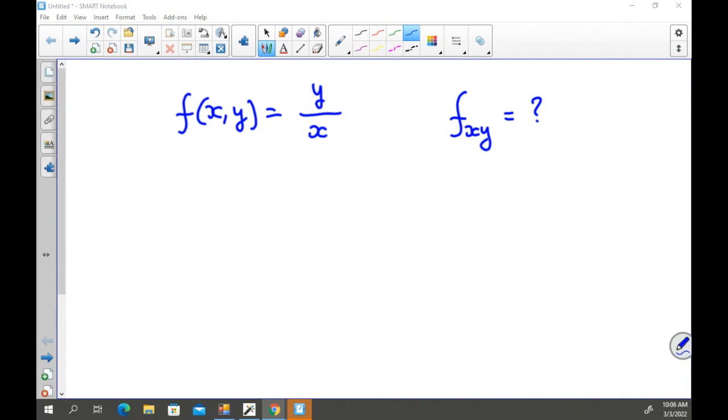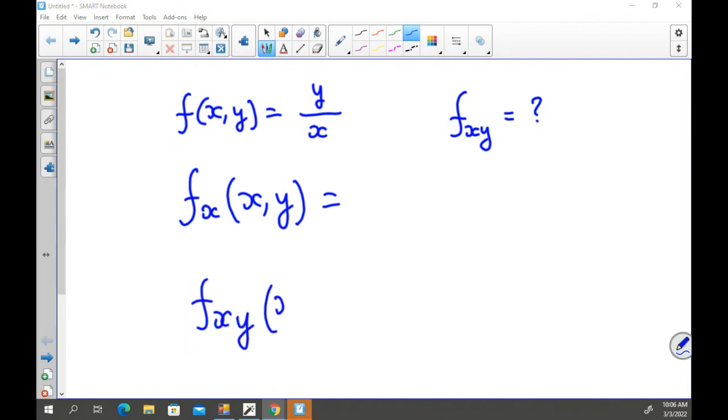And generally speaking, I think I mentioned that this is the same as differentiating first with respect to y and then x. The order is usually not important. But technically, yes, we need to find fx first. So you need to find fx and then fxy. That's how you do this. So first differentiate with respect to x.